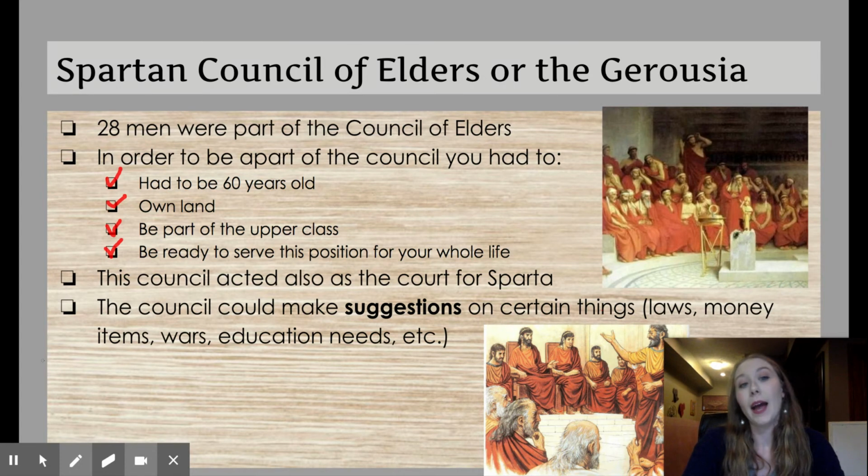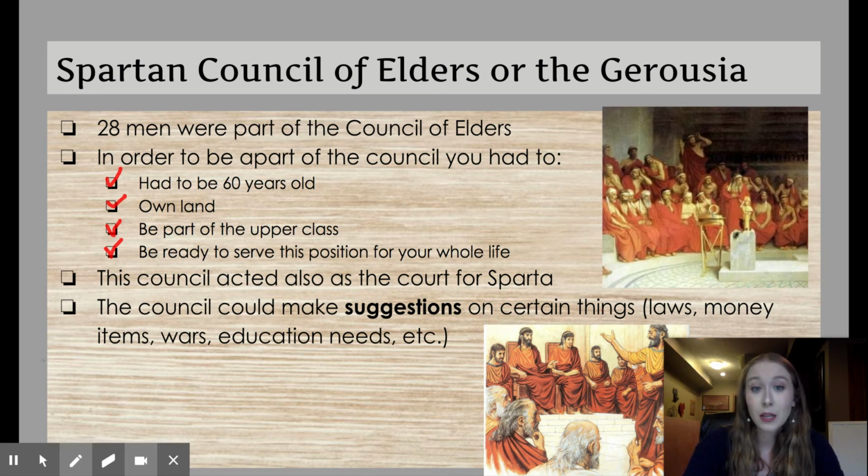Okay. And being 60 years old, one of the reasons why that's the age requirement is because that is the age that you were released from mandatory government military service. So if you were a lucky soldier and you actually made it to the age of 60 and you were not killed in any battle or any combat, and you own land and you're a member of the upper class, then you could potentially be part of the Council of Elders.